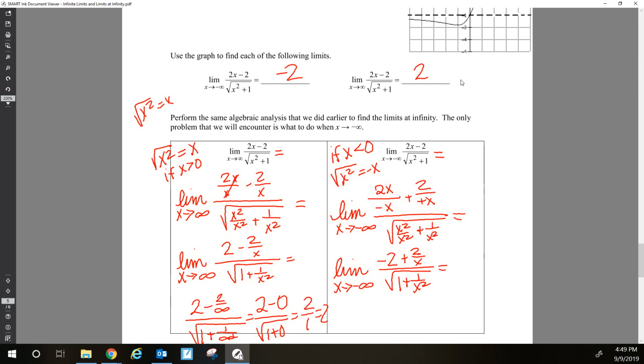And now as this guy goes to infinity, it's going to be minus 2 plus this guy's going to go to 0 over the square root of 1 plus 0, and that guy's going to go to negative 2. And that's what we saw in our graph. So we could find this one by looking at the graph of it, but we can also find it algebraically using that same algebraic analysis with limits at infinity like we did before.